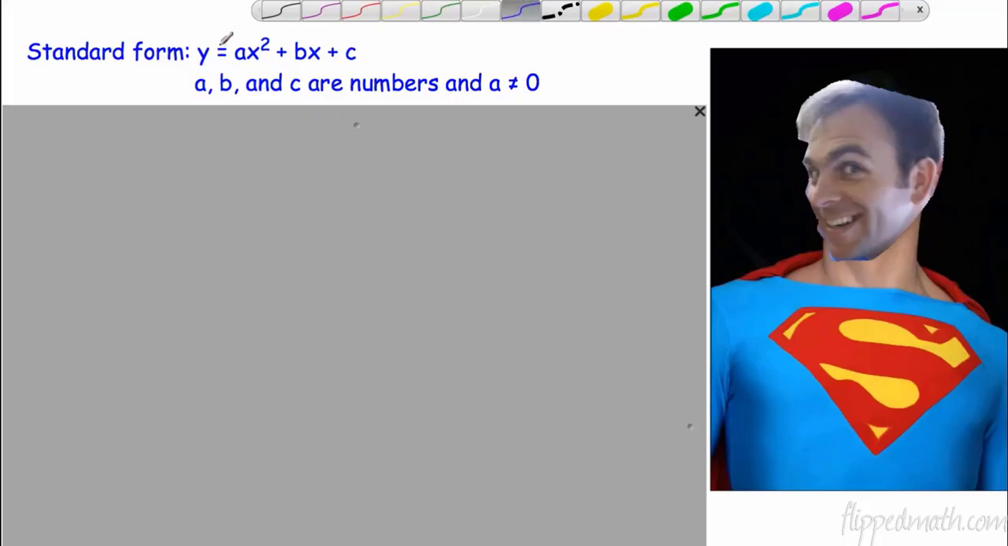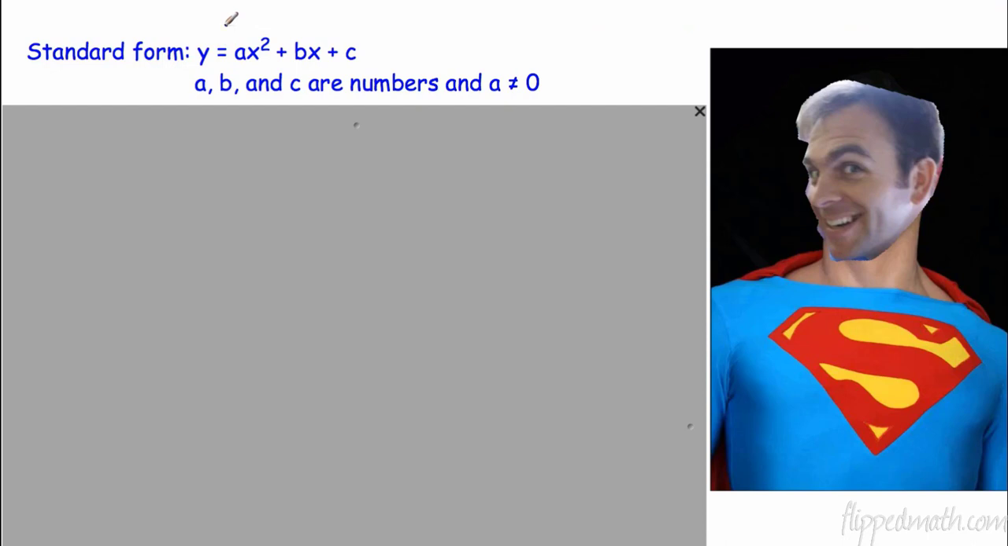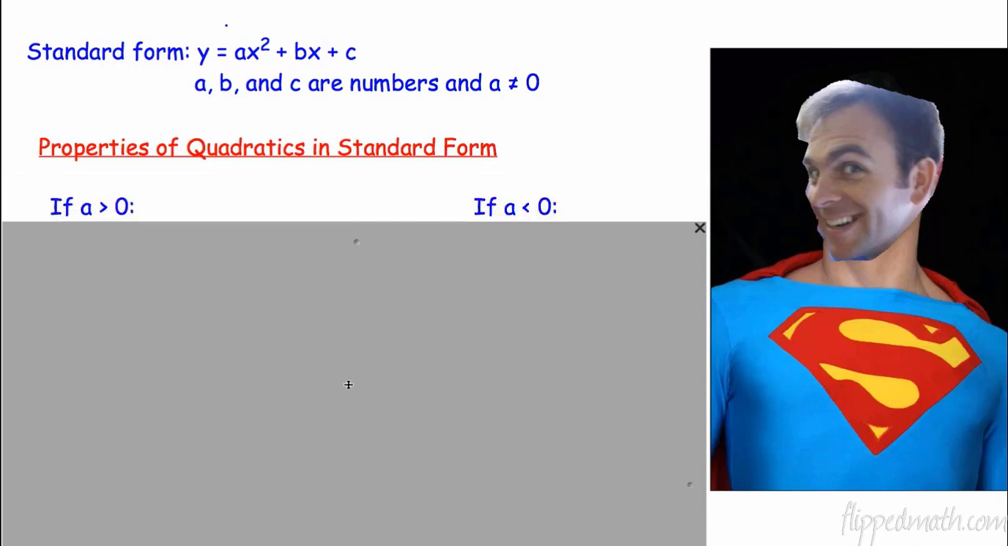Alright, so standard form is y equals ax squared plus bx plus c. Again, a, b, and c are numbers. They can be anything, but a cannot be 0, because if it's 0, the square term's gone, and then we just have bx plus c, and that's a linear, not a quadratic. Quadratics in standard form are exactly the same. We have parabolas, all that same stuff.